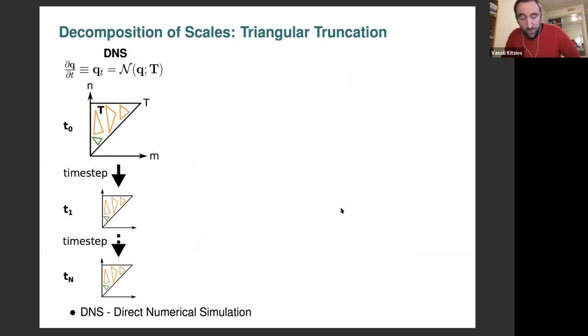So the data-driven approach that I'm going to demonstrate first requires us to build a database from which we can learn the relationships. So this is to pictorially illustrate our DNS, or our high resolution reference case. This is a triangular wave number plane, and each of these triangles represents the nonlinear triadic interactions. So this is the triangular wave number plane at T0, and then the DNS solves through T1 all the way through to Tn. So this is a time series of triangular wave number planes.